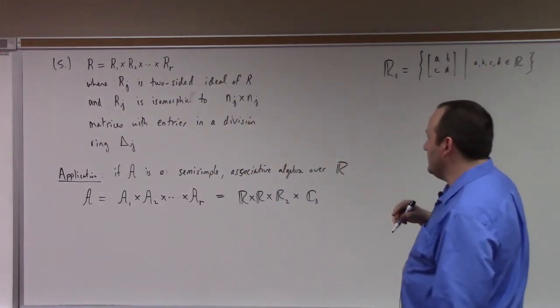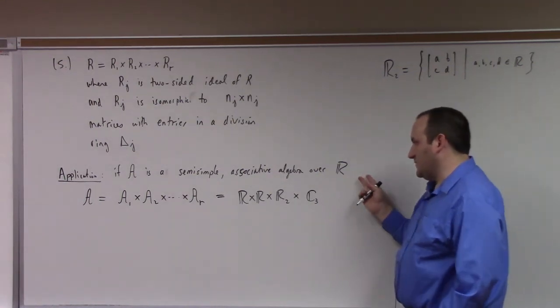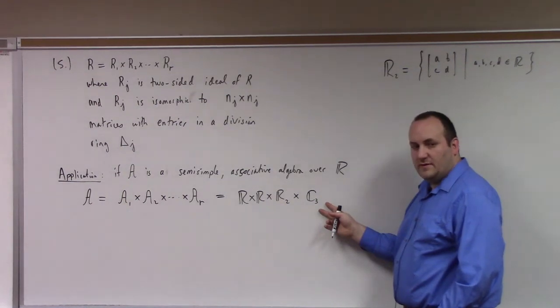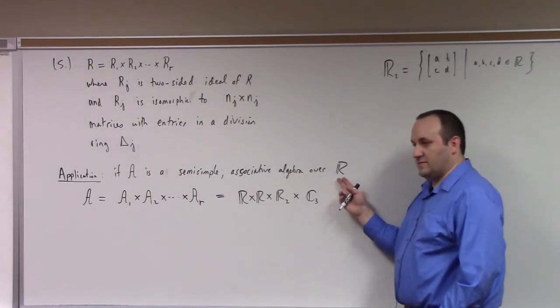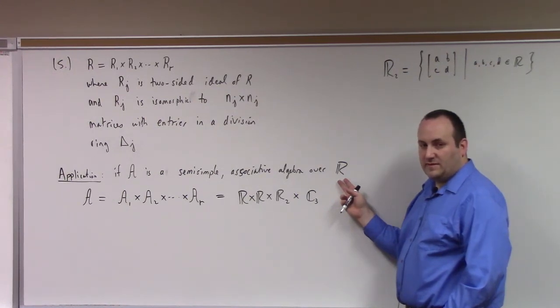So the thing is, for a semi-simple associative algebra, the things that you're breaking it into in the direct sum, they have to respect the reals here. So basically you have choices. What are the division rings which contain the real numbers is really the question I'm trying to get you to see here. There's only 3.